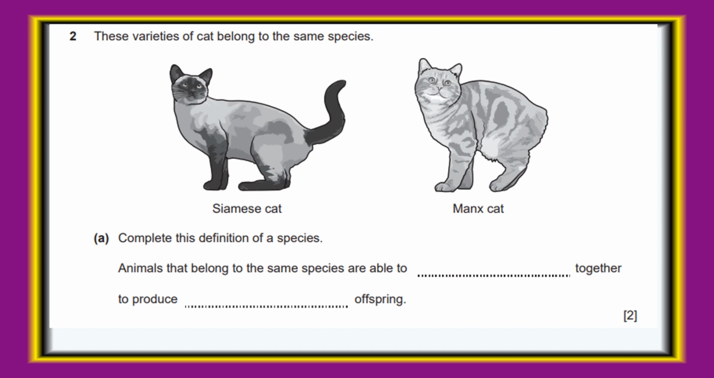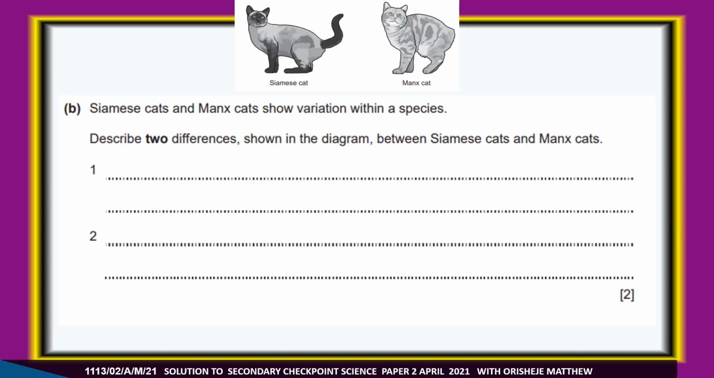Question 2. Varieties of cat belong to the same species. The Siamese cat and the Manx cat. Complete this definition of species. Animals that belong to the same species are able to breed, mate, or reproduce together to produce fertile offspring. The Siamese cat and the Manx cat show variation within a species. Describe 2 differences in the diagram.